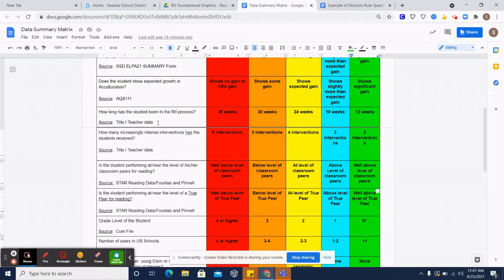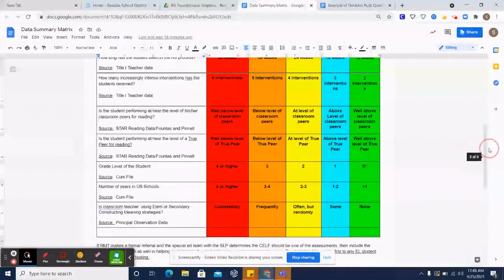Then we also look to see how long a student's been in the RTI process, whether it's a push-in or a pull-out model. And so 36 weeks, 30 weeks, 24 weeks, 18 weeks, or only 12 weeks. If they're only in 12 weeks, they're probably not a great candidate at all for a referral. So how many increasingly intense interventions has a student received? Again, the Title teacher, whether it's a push-in or pull-out model, the Title teacher will have that data for us. Was it 6 complete intervention cycles, 5 intervention cycles, 4, 3, or 2?